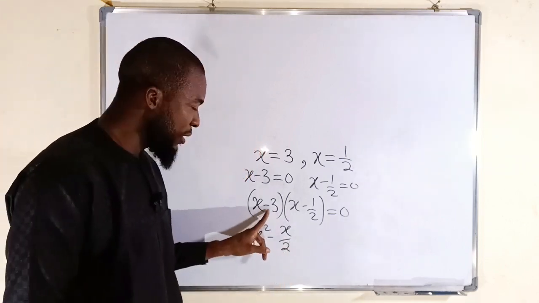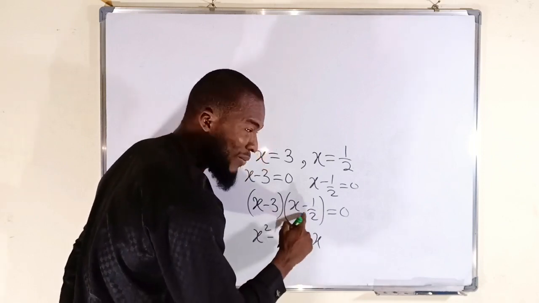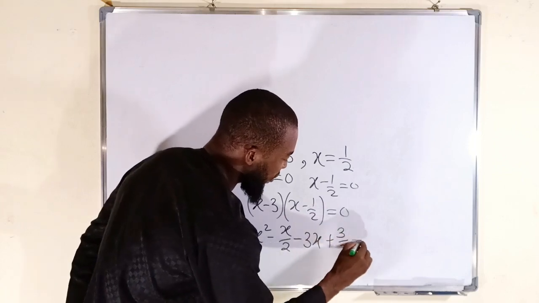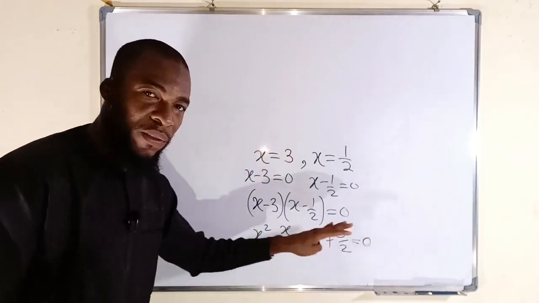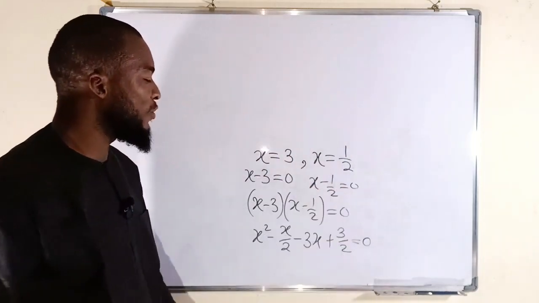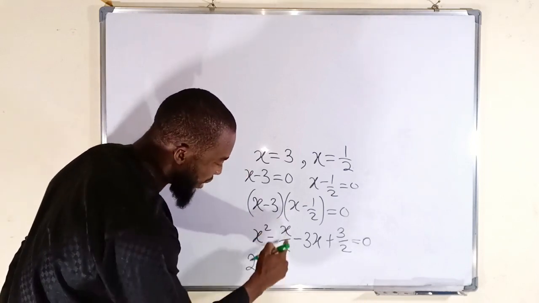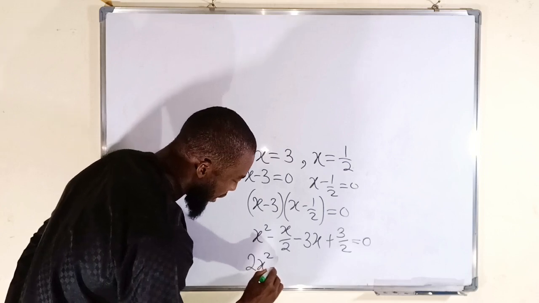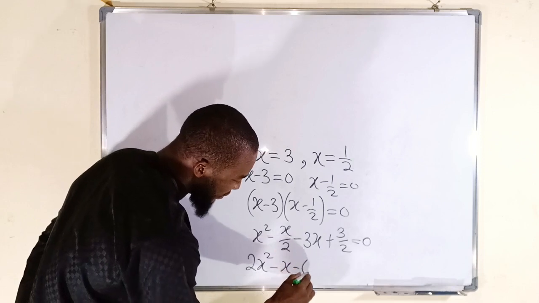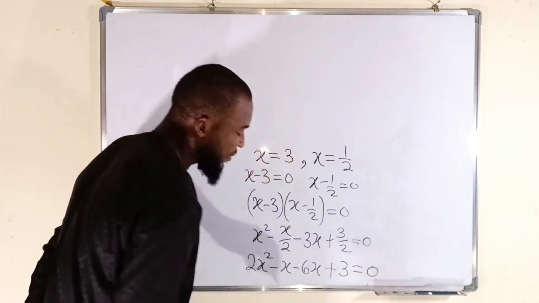Then you come to the second one. -3 times x is -3x. Negative times negative is positive. 3 times 1/2 is 3 divided by 2. The whole of this equal to 0. But we don't want these fractions. The LCM is 2. Therefore, you should multiply every single term by that 2. 2 times this one will give us 2x squared. 2 times this one will give us negative x. Then 2 times this one will give us negative 6x plus 2 times this one will give us 3. The whole of this equal to 0.